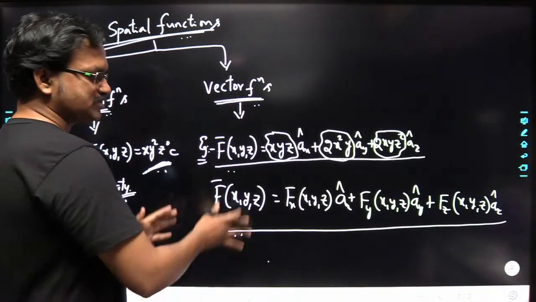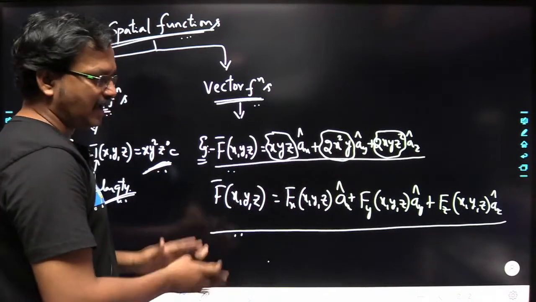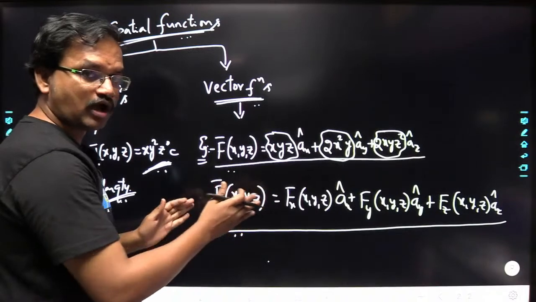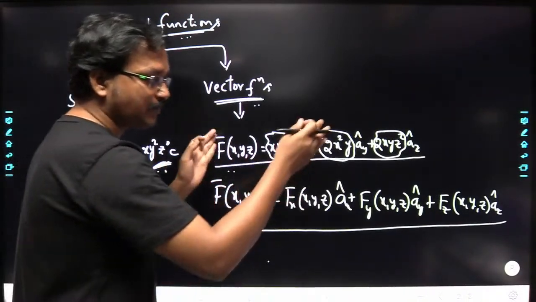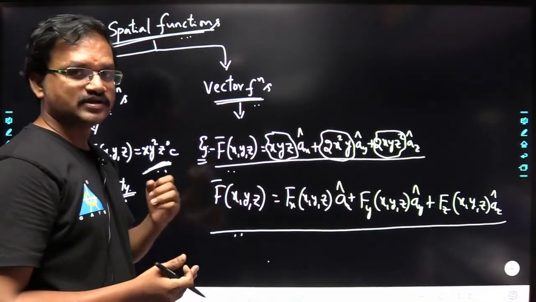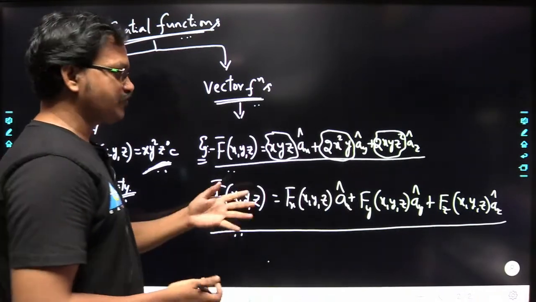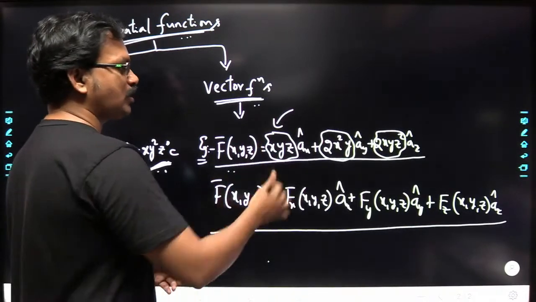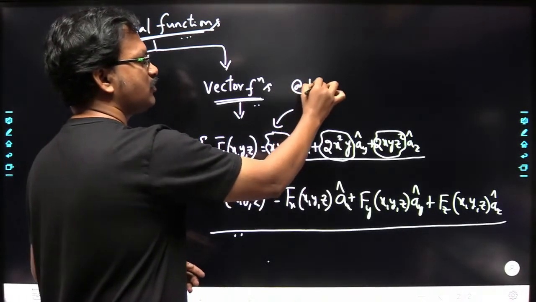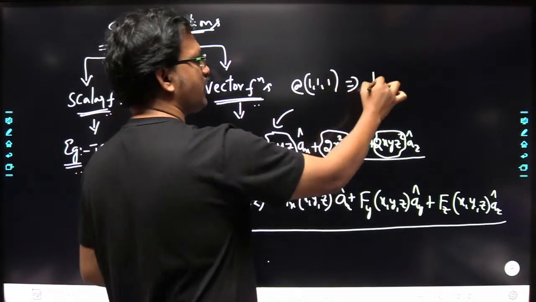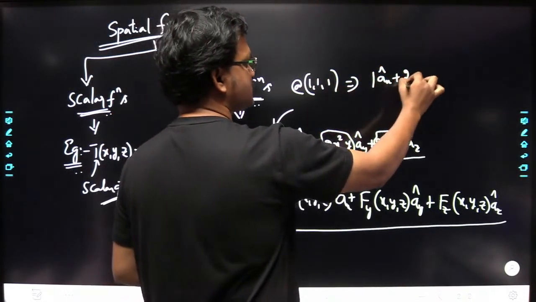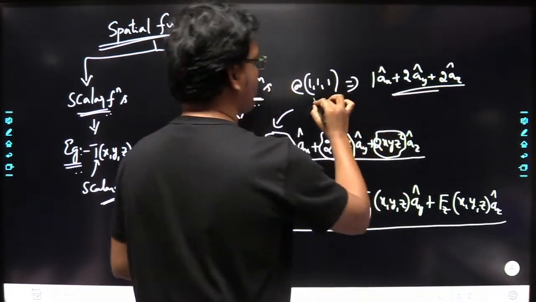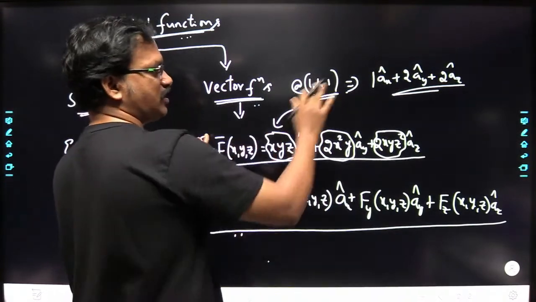Understood? Now, if you consider this function, at each and every point in space, this function is going to have both magnitude as well as direction. Yes or no? If you substitute 1, 1, 1 in place of x, y, z, what you are going to get? You are going to get 1 into ax cap plus 2 into ay cap plus 2 into az cap. So at this point, this vector function is having what?